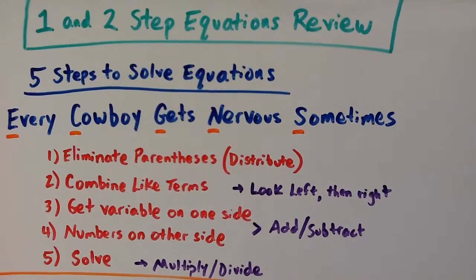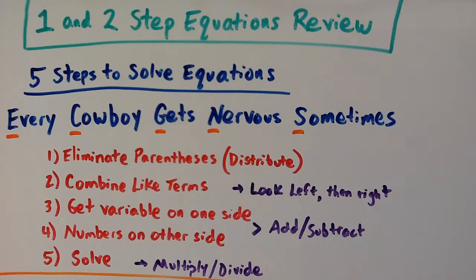To remember the 5 steps to solve equations, we can use the phrase, every cowboy gets nervous sometimes. The E on every reminds us that we should first eliminate parentheses, and we do that by using the distributive property. The C on cowboy reminds us to combine the like terms.